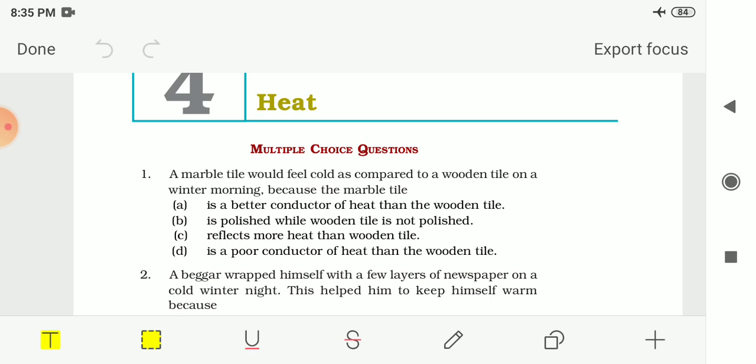It is because wool is a poor conductor of heat and it has air trapped in between the fibers. So normally heat is more absorbed by black objects as compared to white objects. So this we had seen in this chapter. So now let us see the solution of this exemplar book.